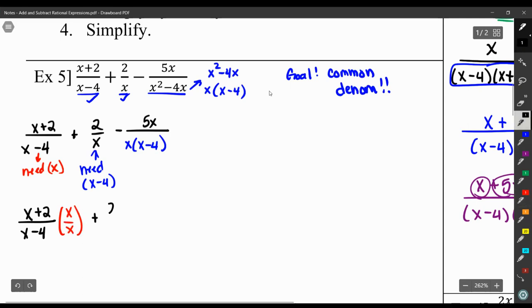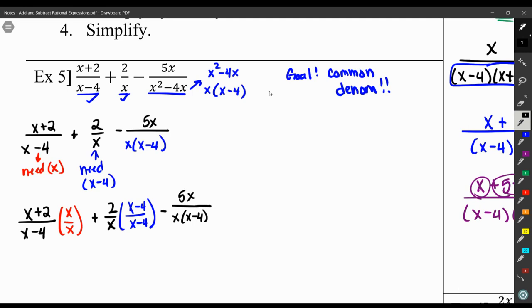Then we're going to add 2 over x, and the second fraction needs to be multiplied by the missing factor of x minus 4 over x minus 4. Now the third fraction wasn't missing anything. It had exactly what the other two did. So that third fraction will not need to be multiplied by anything because it already has all of the factors these other two did.